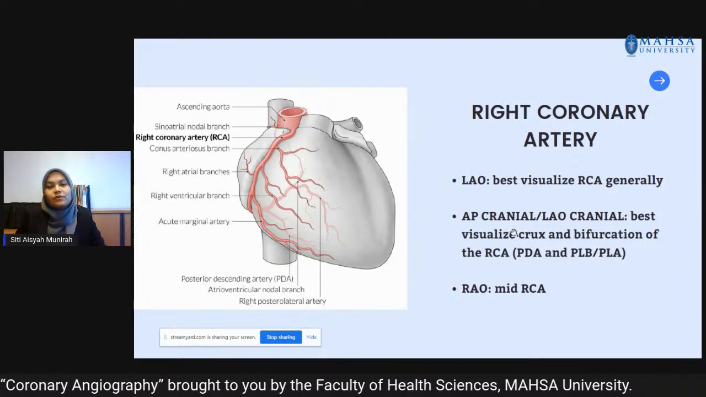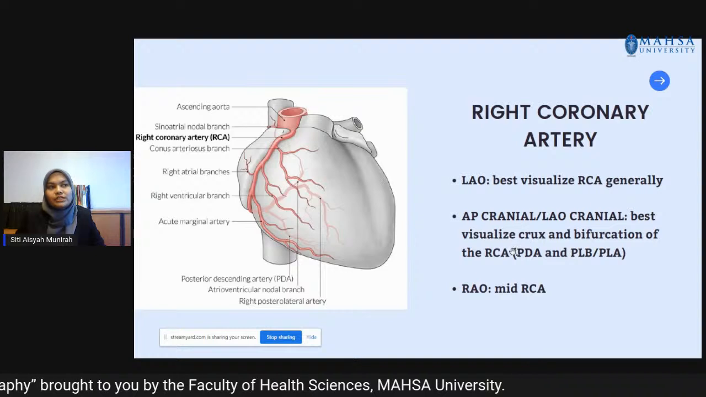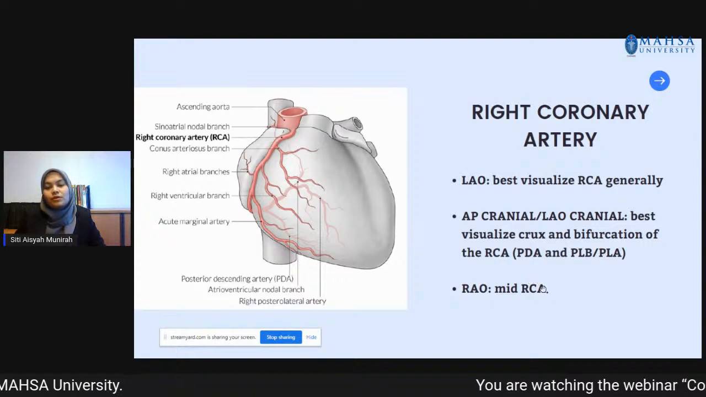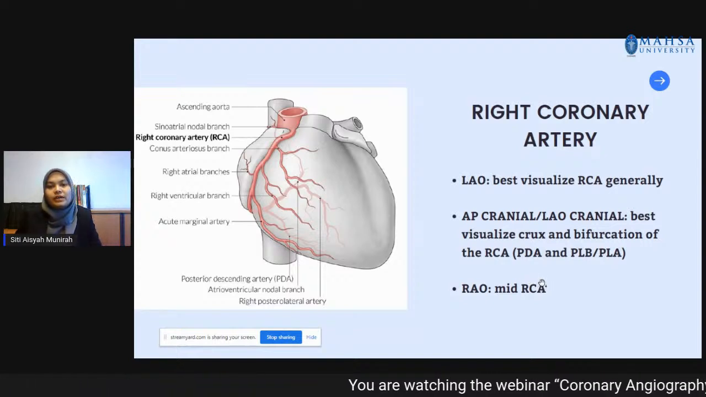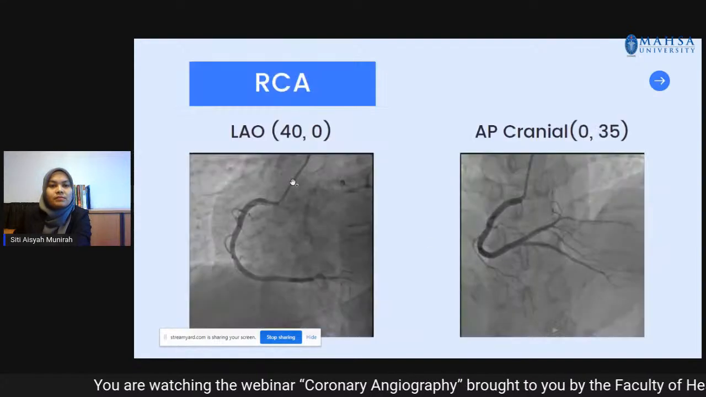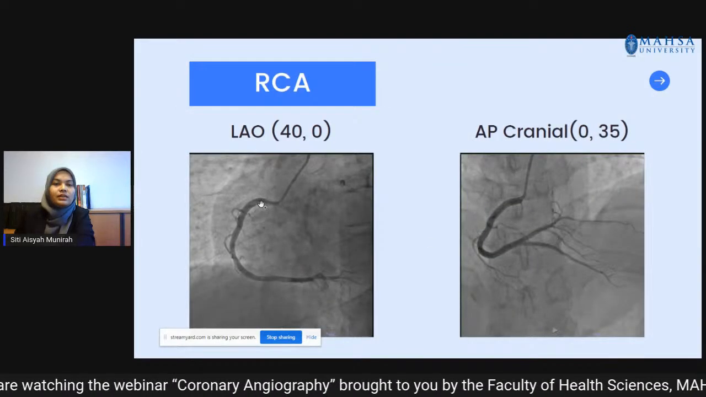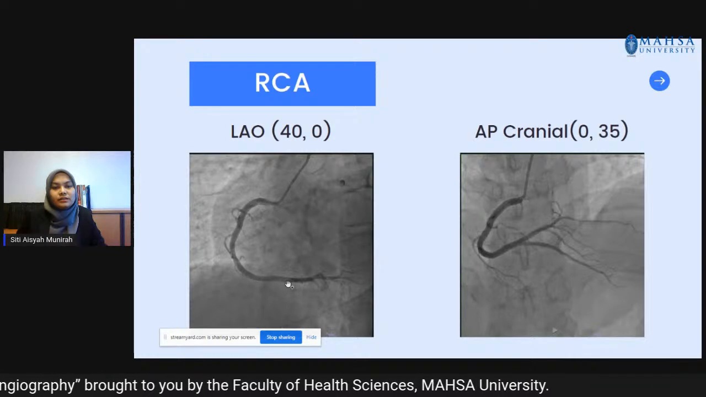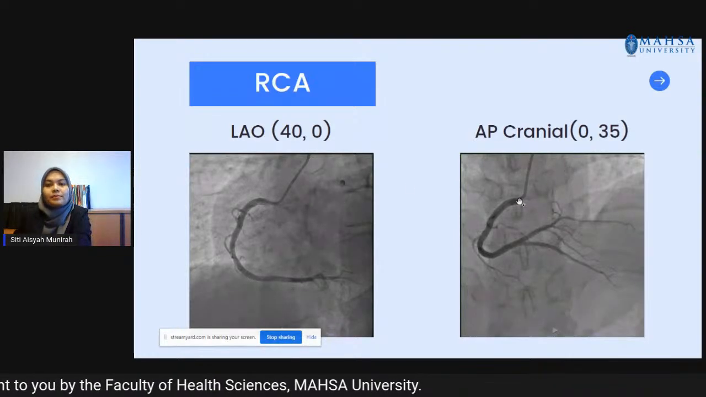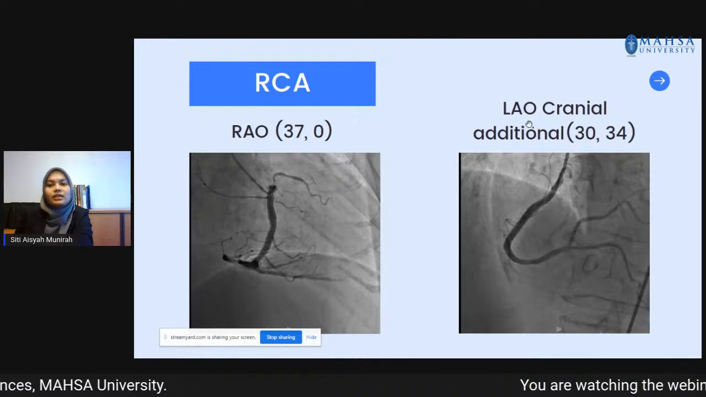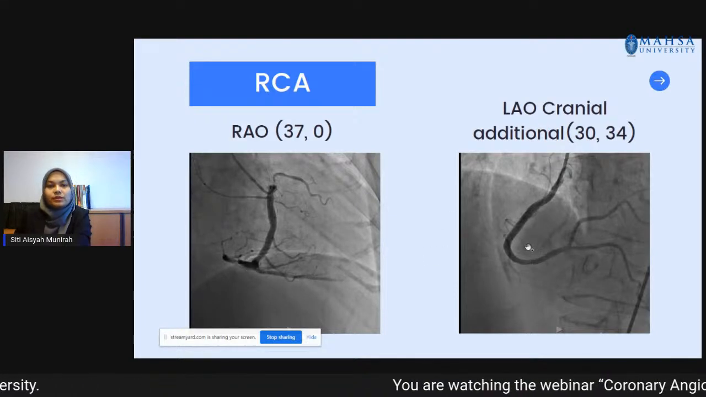The left coronary artery needs more projections to be taken as compared to the right coronary artery, because most of the blood supply to the heart comes from the left coronary artery. Okay. So this is an image of the LAO, left anterior oblique. We show the right coronary artery here. Okay. This is the RAO. So additionally, we have the LAO cranial, which is an additional view.